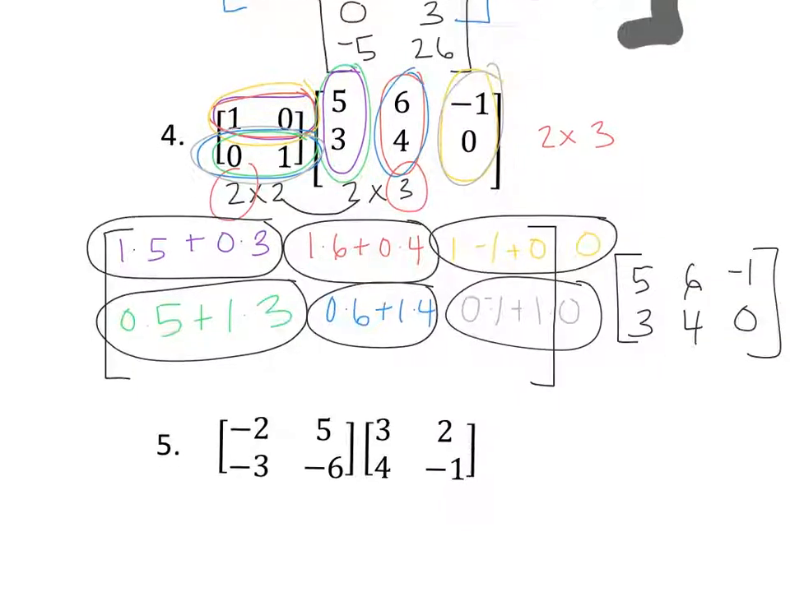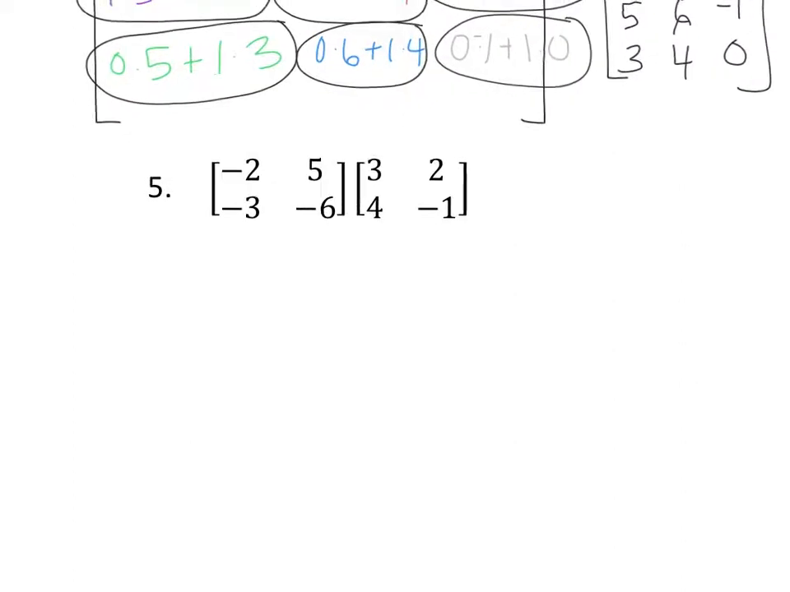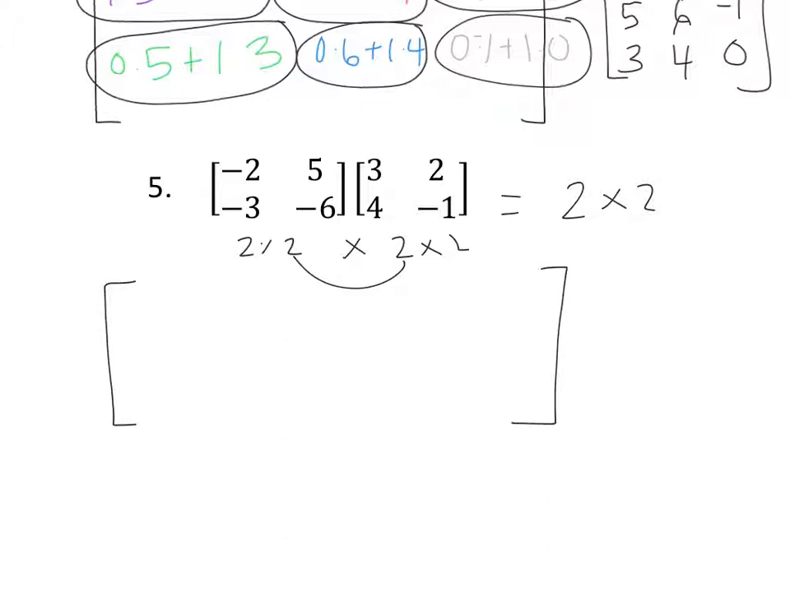And then the last one, you're multiplying a 2 by 2 times a 2 by 2. So you can multiply them because the two inside dimensions are the same. So it's going to be a 2 by 2 matrix. So I'm going to multiply these two and these two. So negative 2 times 5 plus, oops, I just messed that up. Negative 2 times 3 plus 5 times 4. It's the first spot.